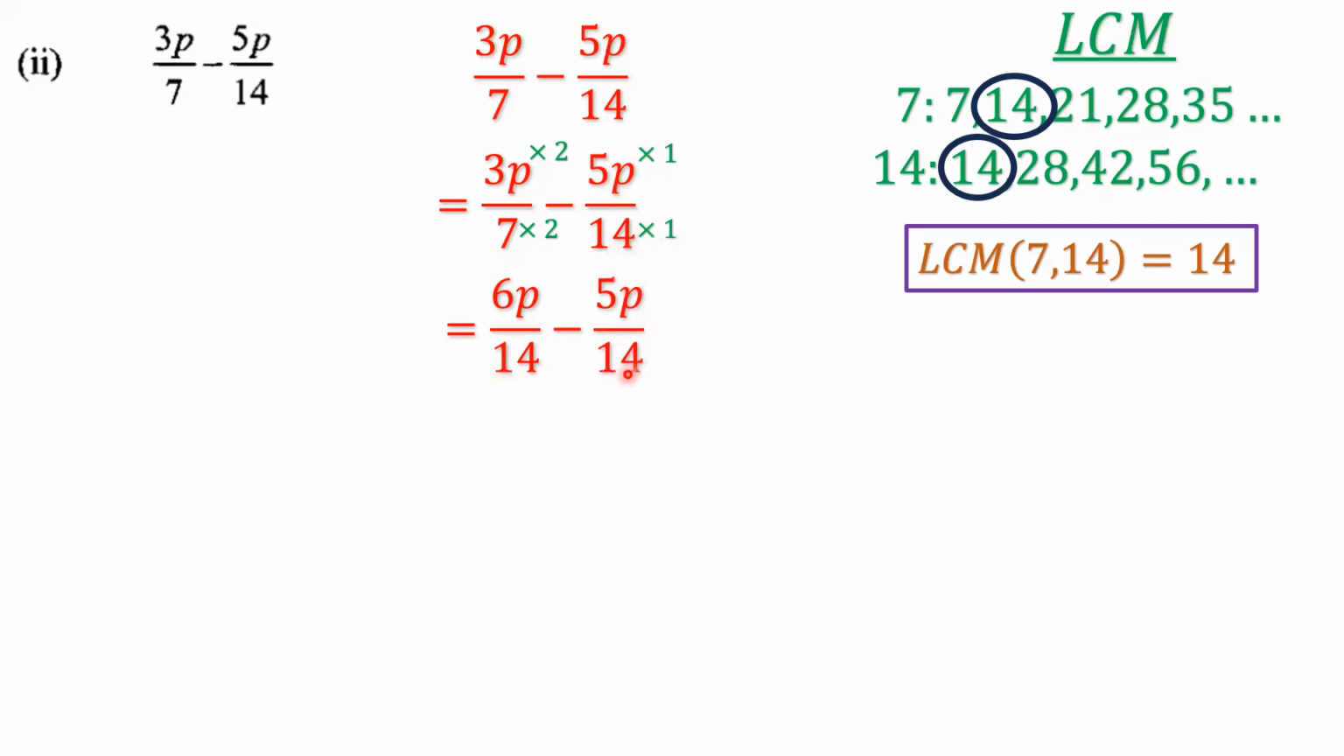Now we have the fractions that have the same denominators, and so what we're going to do here is subtract the numerators. So we have 6p minus 5p, and 6p minus 5p is definitely 1p, but 1p is the same as p, so we have p over 14, and that's our final answer. Okay, let's move on to the next question.